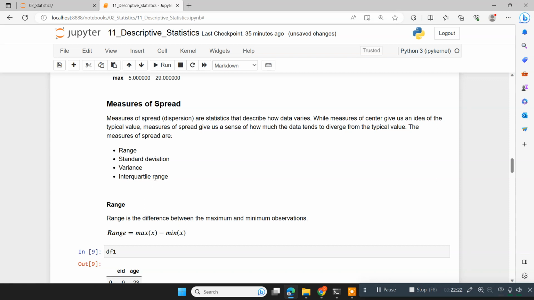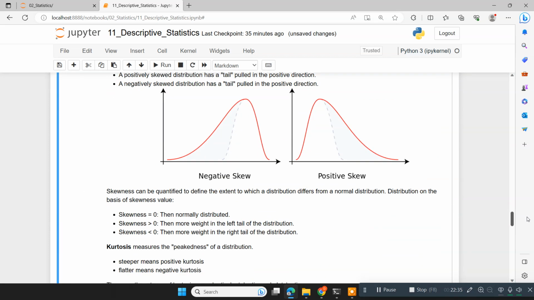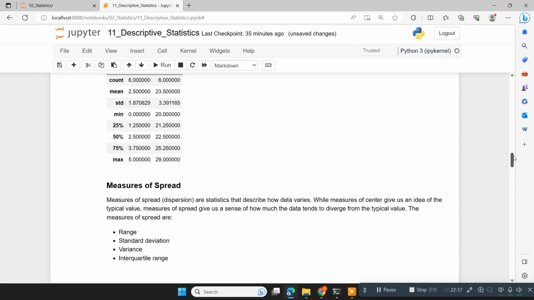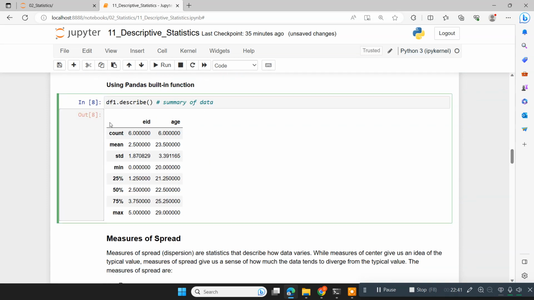And when we are doing data analysis, there is no need to do this individually, because pandas provides a very important function, that is describe. If you just apply the describe method on your data frame, you will get the mean value, standard deviation, minimum, maximum. So this single function is enough to know the descriptive statistics.